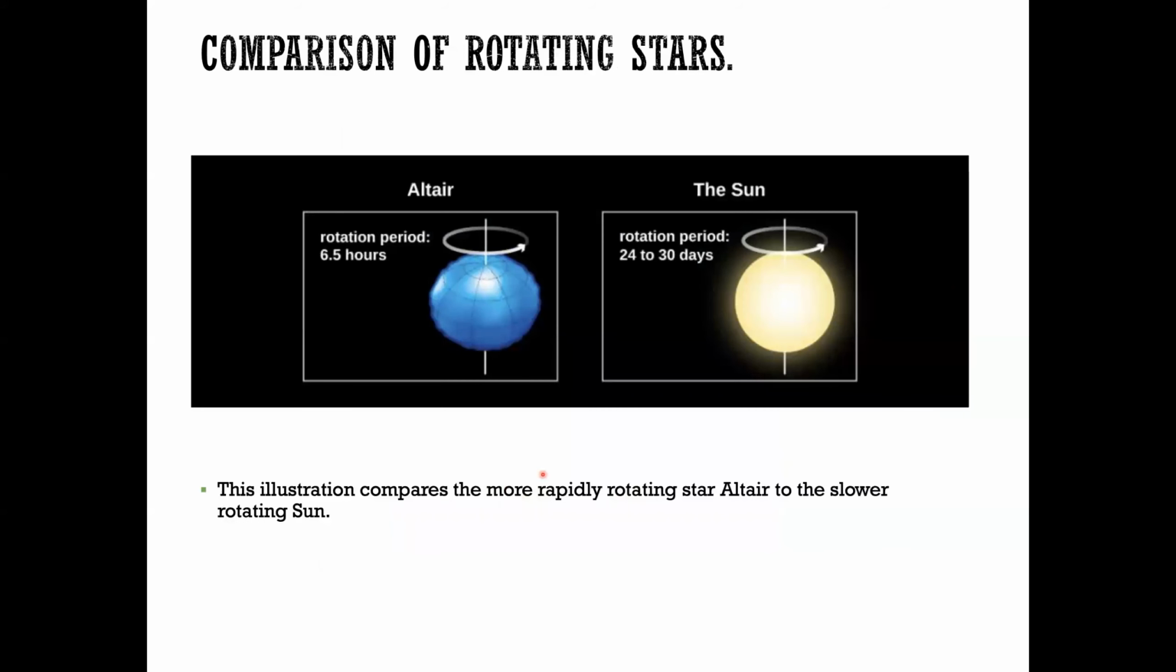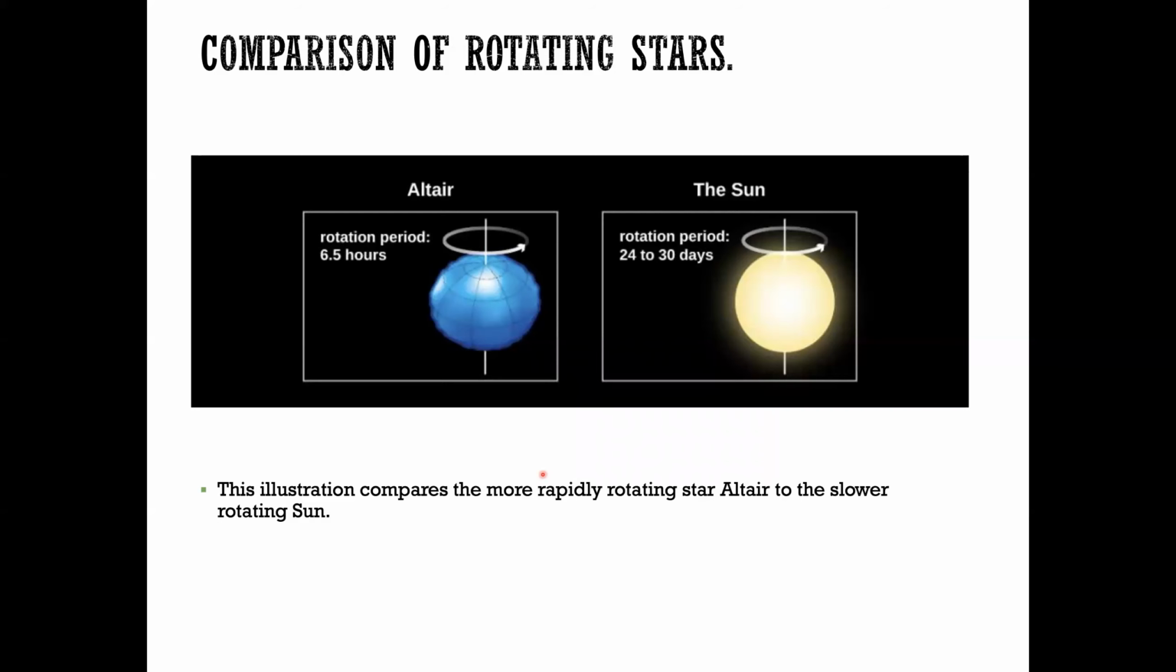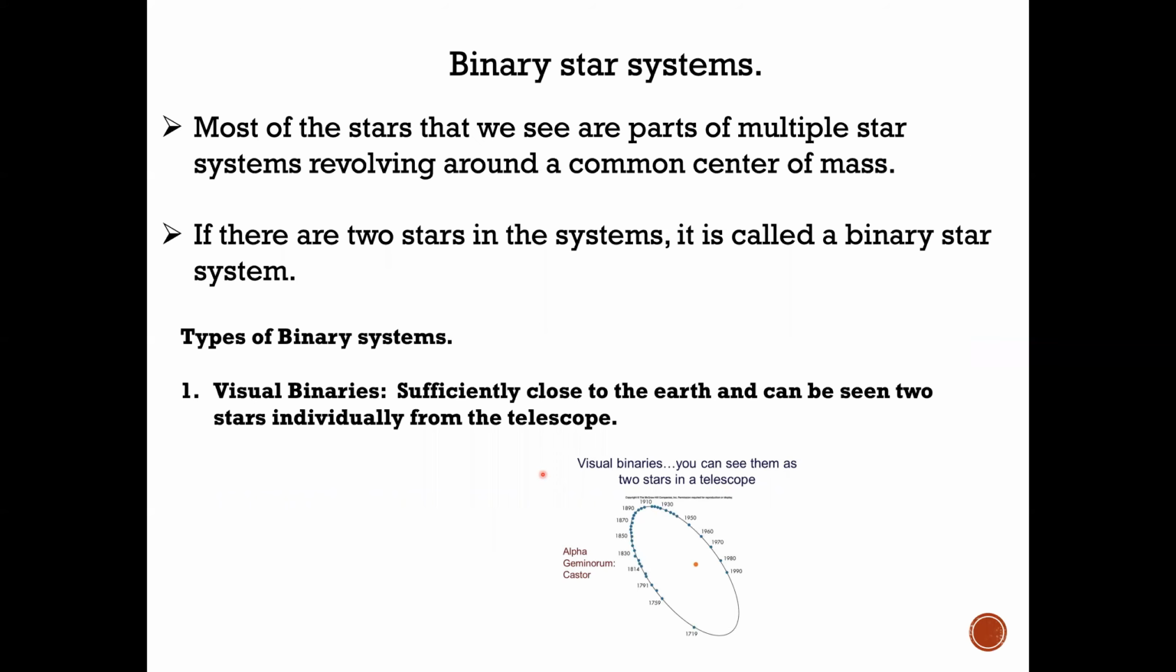Right. Now these are two stars. Altair is one of the bright stars in the sky, and our own Sun. The rotation period of Altair is 6.5 hours, while our Sun's rotation period is 24 to 30 days. Right, so that's about stellar motion of the stars and rotating stars. And the next one that I would like to talk about is binary star systems, right?